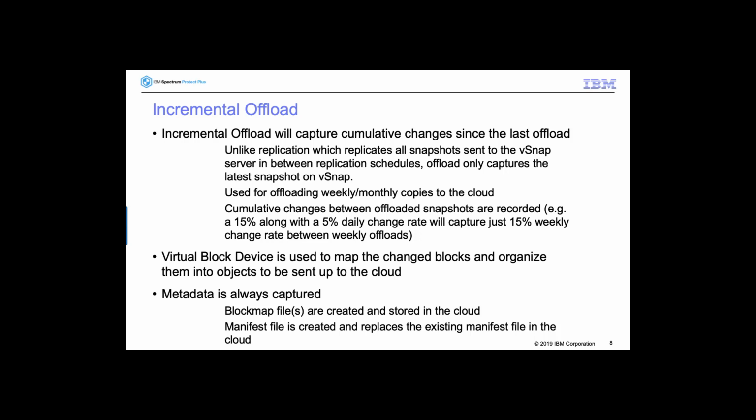For offload, we're only going to capture the latest snapshot on the vSnap. And what this is useful for is if you want to have different offload schedules than replication schedules. So for example, you might want to offload to the cloud only once a week or once a month, but maintain the replication on a daily basis, or maintain every copy in the replication. Having offload capture the latest snapshot from vSnap is very useful for achieving that.